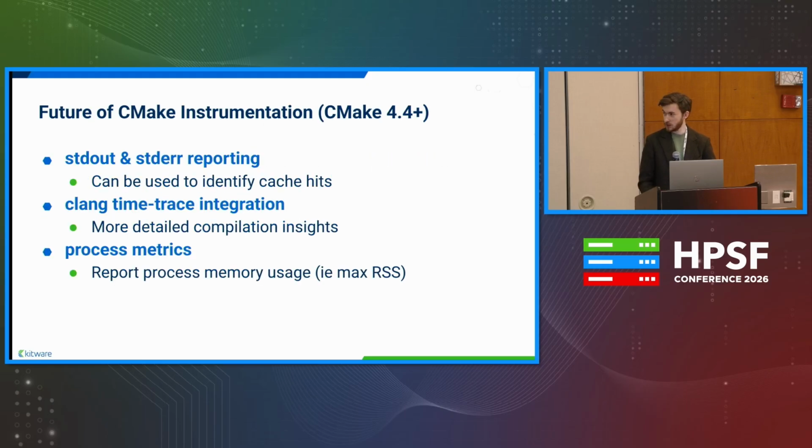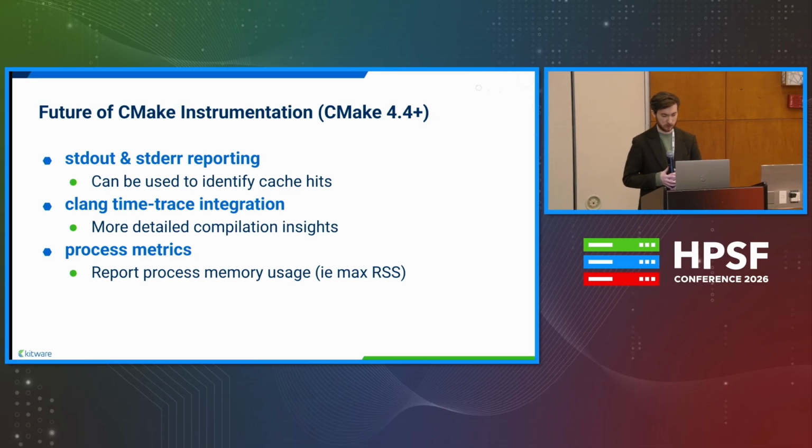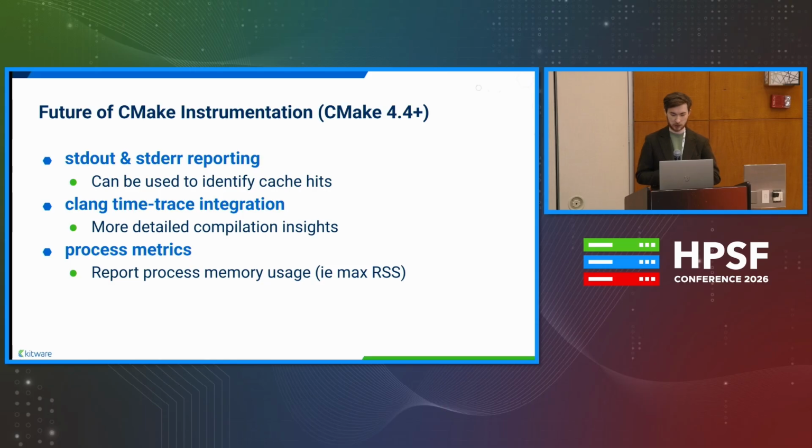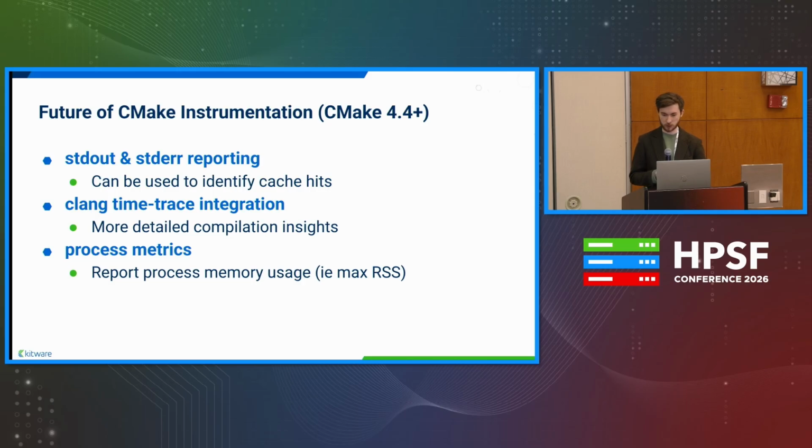These are some of the features that are currently being worked on. There's outputting the standard out and standard error of the commands, which could be used for a bunch of things, but the motivating use case was to identify cache hits so we can differentiate compiled data copied from a cache versus this is actually being compiled. Integration with the Clang time trace, which provides more detailed insight into what the compile time actually looks like, and then collecting process metrics, which would be especially helpful for tests, but allows you to get things like the total memory usage by one test or build process, and you can use that to track performance regressions in the memory usage of your tests.